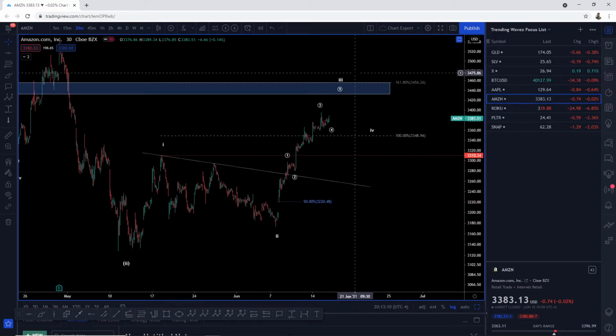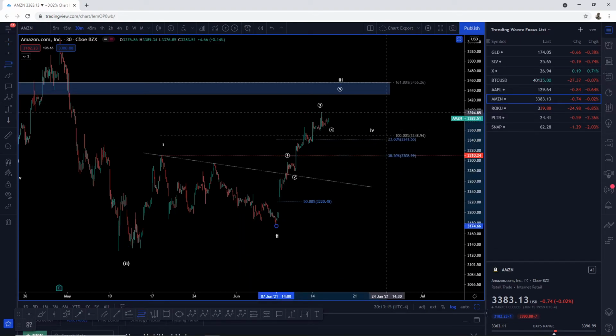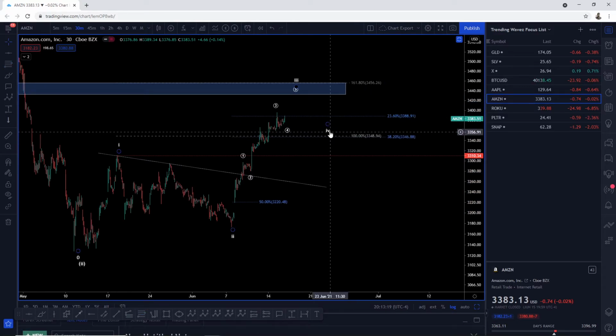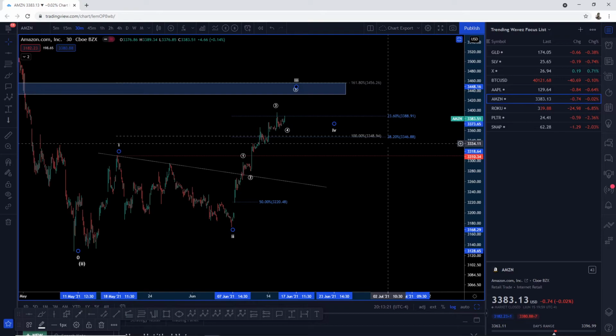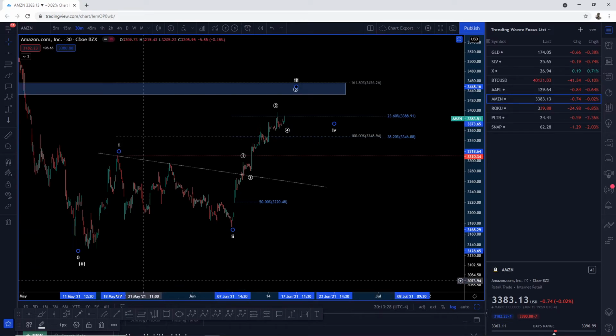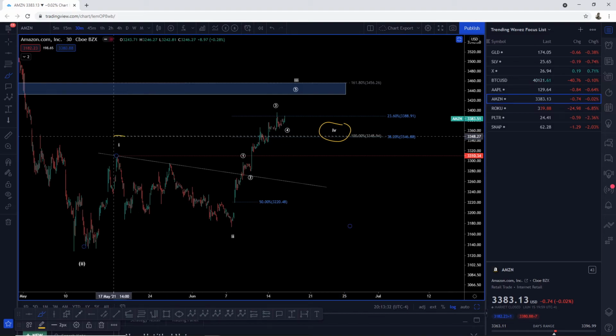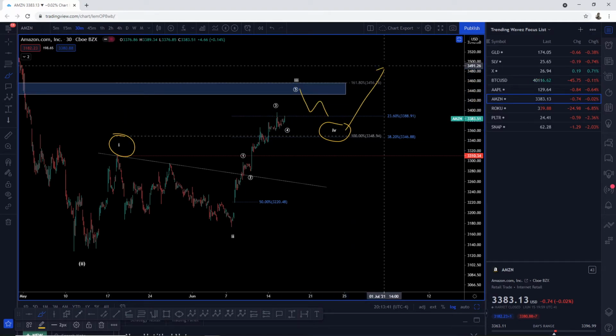Now, once this wave structure completes, then we can see a potential 3-wave pullback into the wave 4, anywhere between the 23.6 and the 38.2 fib retracement, which comes in at 33.88 and 33.46. Again, as long as the 4th wave remains north of wave 1, then this whole wave structure is valid. So a 3-wave pullback will give us support, at which point we'll take advantage of an upside trade.